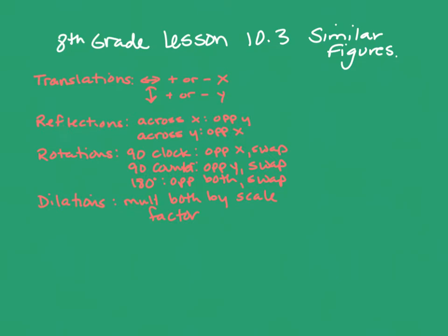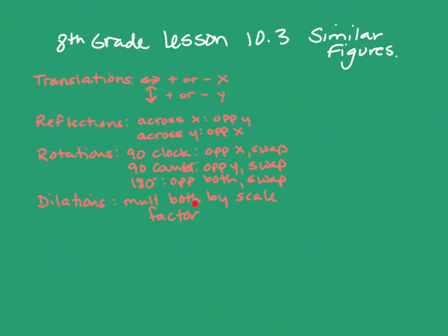If you have a reflection across the x-axis, then you do the opposite of y on your coordinates. If it's a reflection across the y-axis, then you're doing the opposite of x, multiplied by -1, right? If you have a rotation 90 degrees clockwise, you do the opposite of x and swap their order. X becomes y, y becomes x. 90 degrees counterclockwise, opposite of y, and then swap. 180 degrees, opposite of both, and then swap.